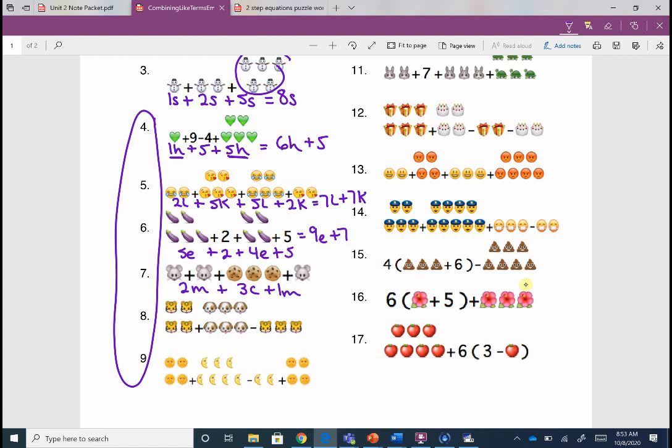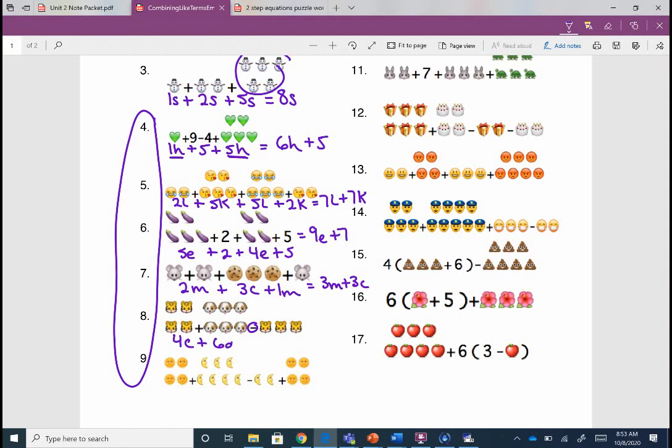Hey guys, in number 8, be careful. We are subtracting that last group of cats. They look like little kittens. We've got 4 cats. You have 6 dogs. But then you're subtracting 3 cats. So be careful and watch your signs.